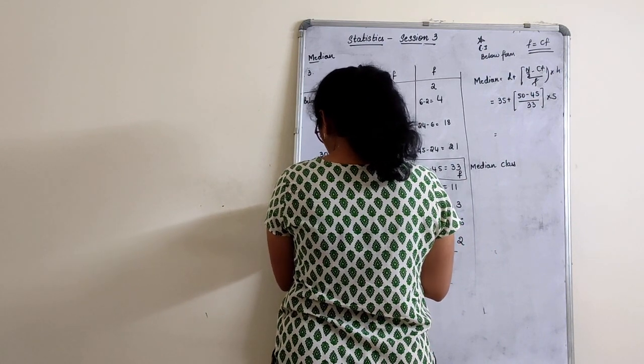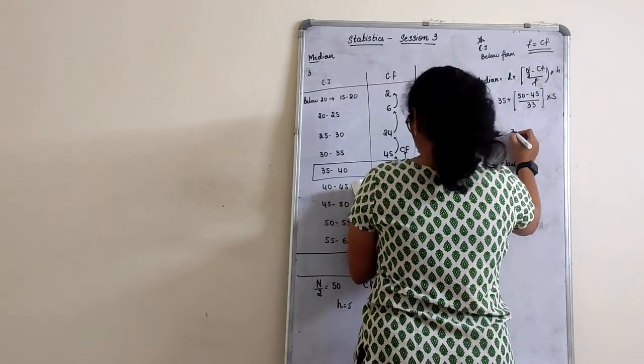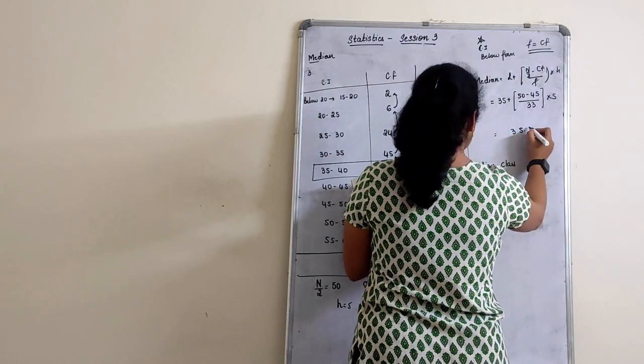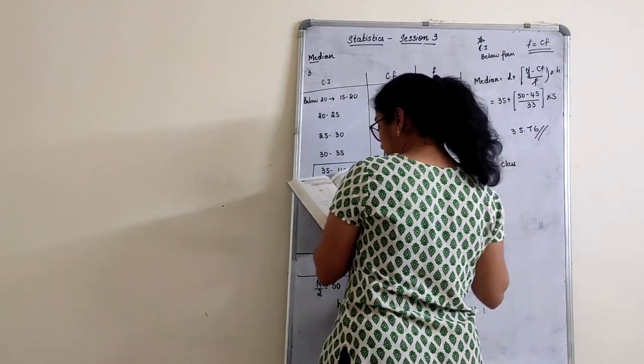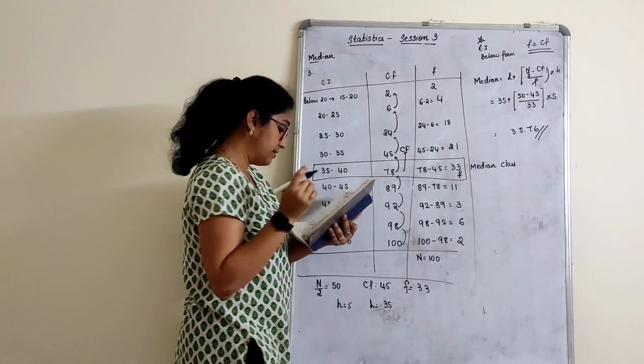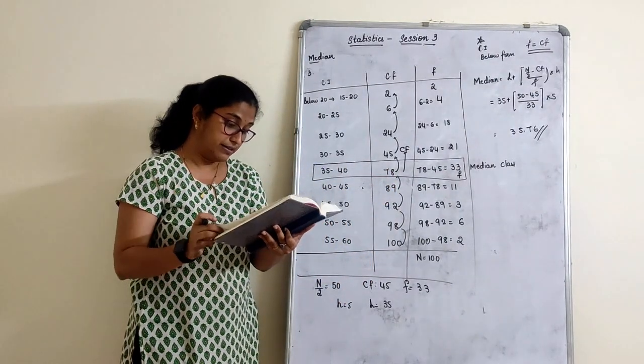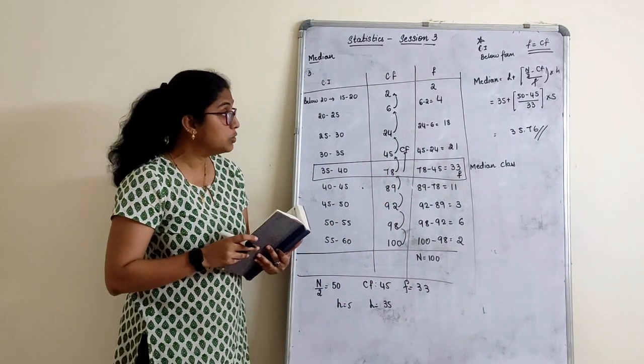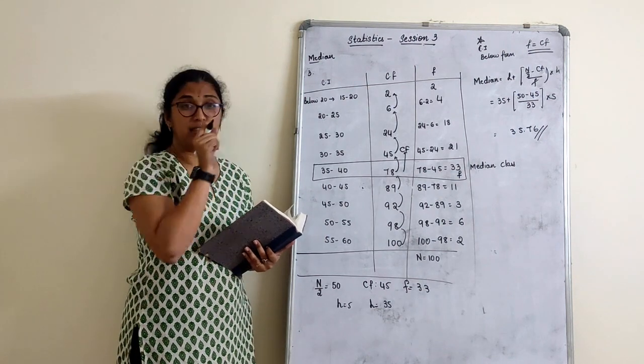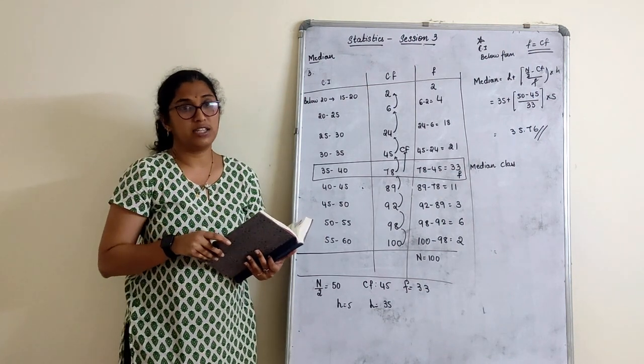For below type of frequency, what we have done, 35.76 is the answer approximately for the median part. So do this, children. Calculation till there I have done. Further calculations I think you can do.